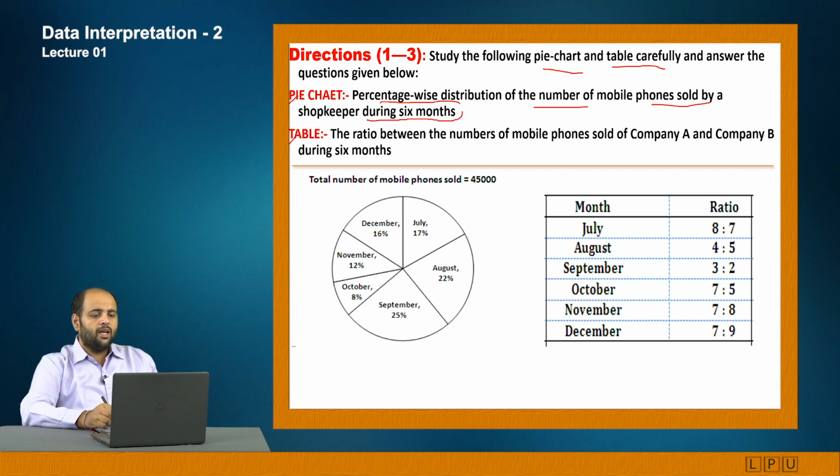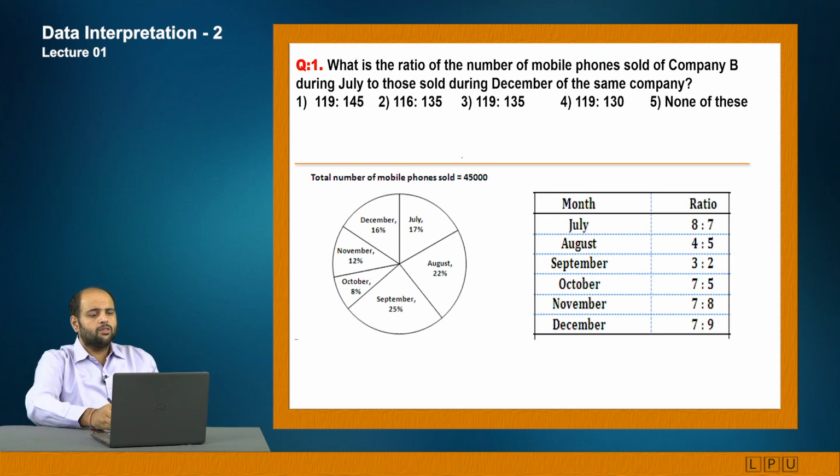The table represents the ratio between the numbers of mobile phones sold of company A and B. So the ratio gives me the value of A to B for each month, and the pie chart will give you the total number of mobile phones sold, and the total sold are 45,000. Now we have to read the information and find out the question that will be asked. Now let's solve the first question.